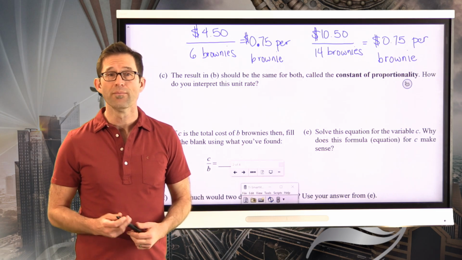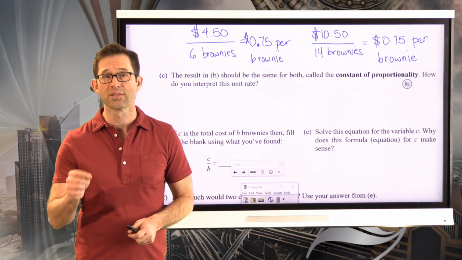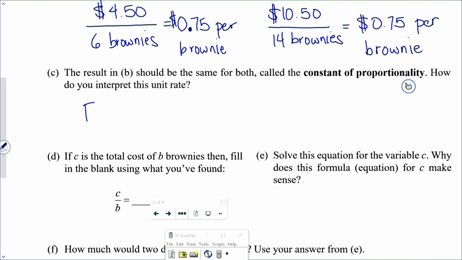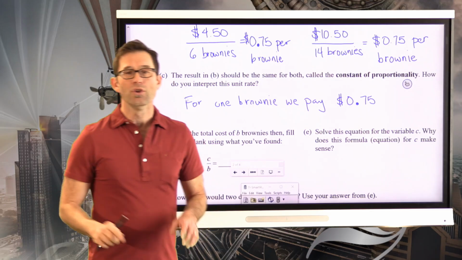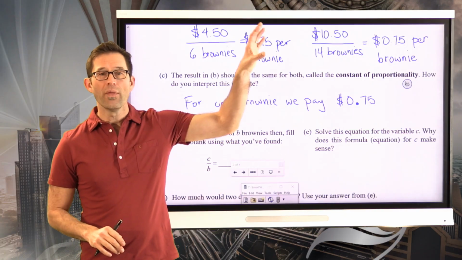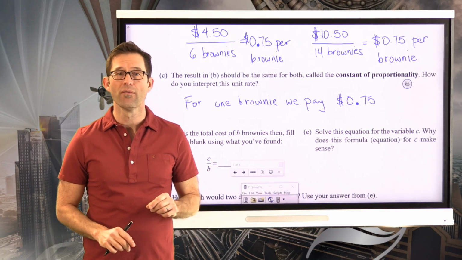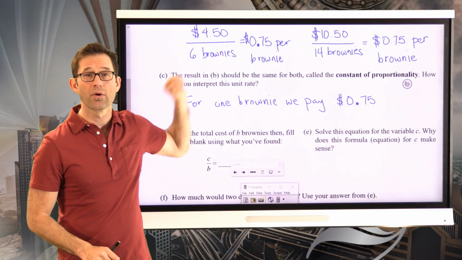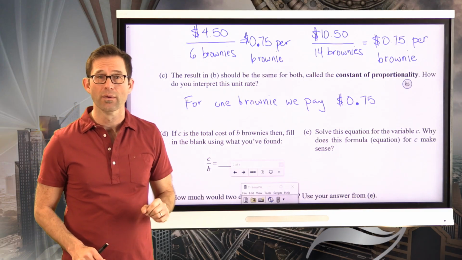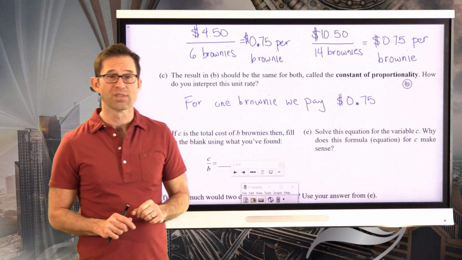Well, it should be simple, right? For one brownie, we pay $0.75. Or you could say one brownie costs $0.75. Unit rates are always about how much of one thing there is per a single unit of the other thing. Specifically, how much of the numerator there is per 1 unit of the denominator. One brownie costs 75 cents.